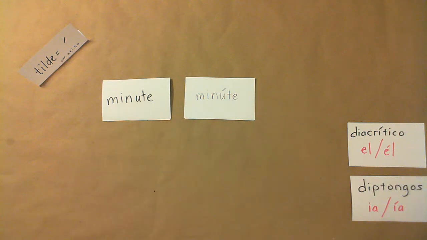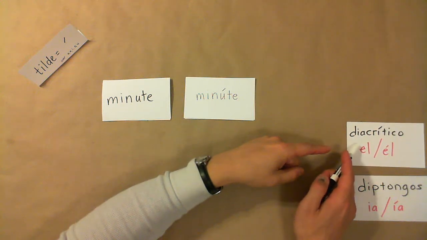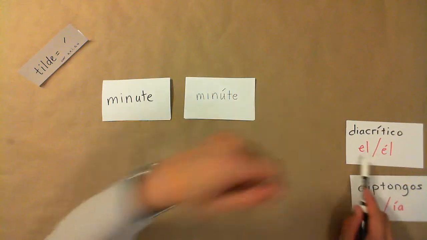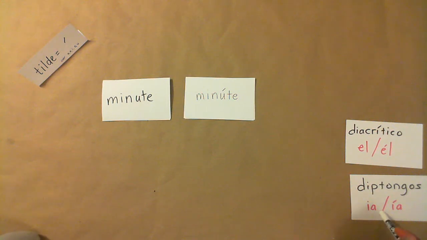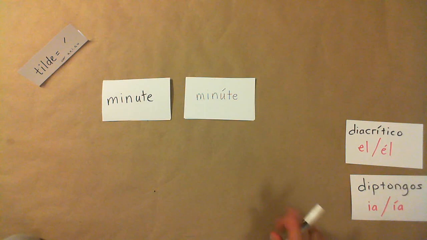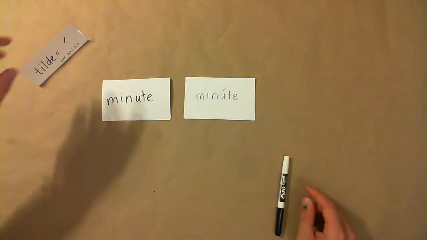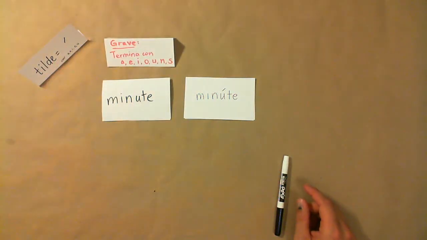Before we continue with this discussion, I think it's time to talk about one more thing. Keep in mind, I'm still not talking about la tilde diacrítica. This is diacrítico, which distinguishes two homonyms, homophones, and diptongos, which separates two vowels that normally work together. I'll talk about those in a later video. But this word here, grave, is an important word.